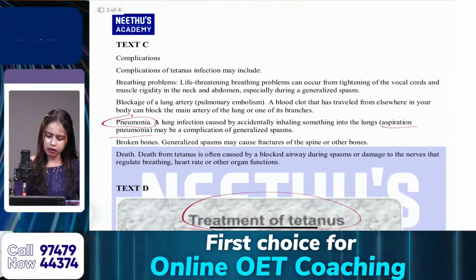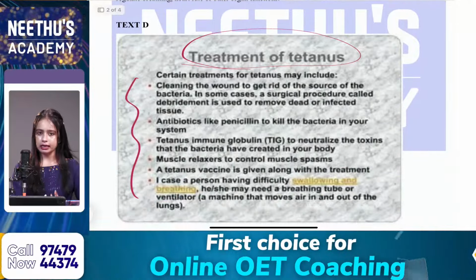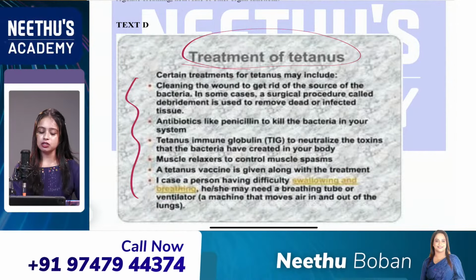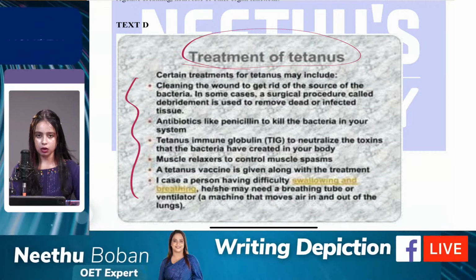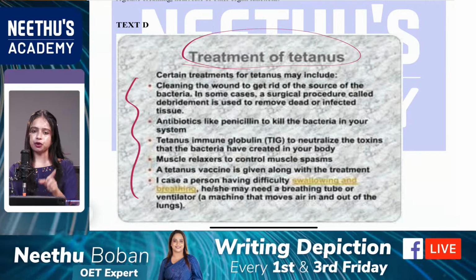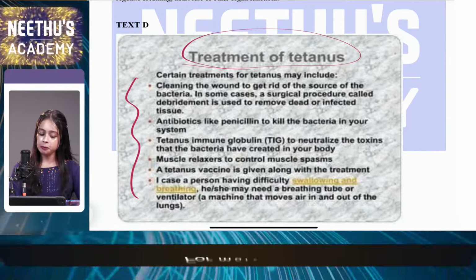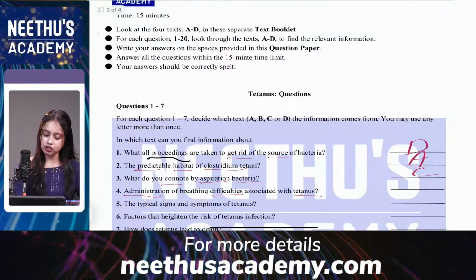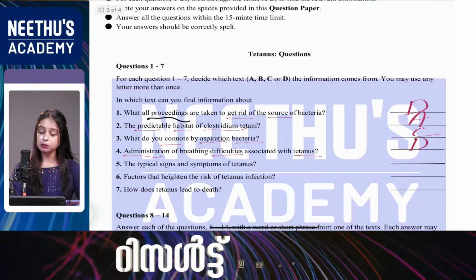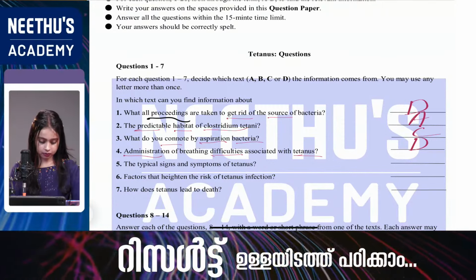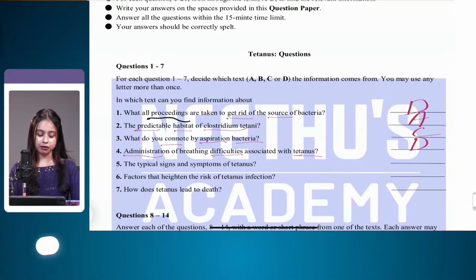Again, without even looking, I can tell it is from text D because it's all about the treatment of tetanus. Breathing difficulty is one of the causes of tetanus. So now I know the treatment, administration is mentioned here in text D. So my answer should be D. What about you guys? Very good. The last point from text D.